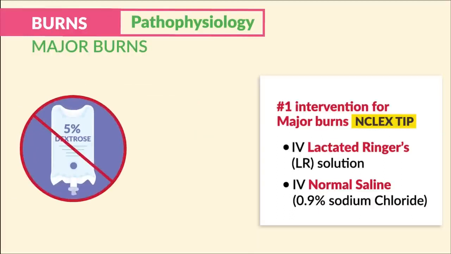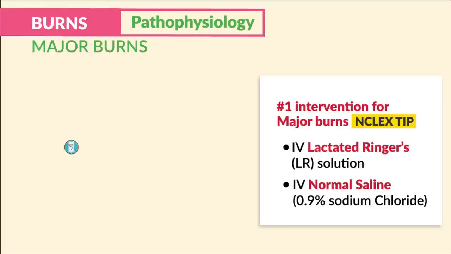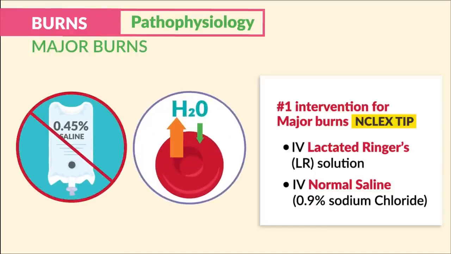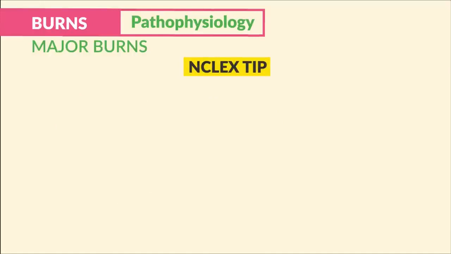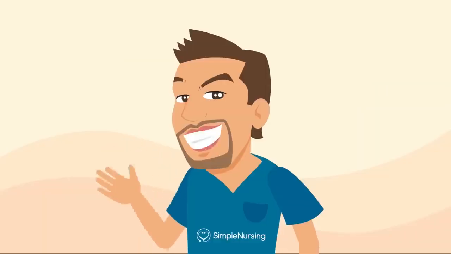We're not administering 5% dextrose, that glucose in water, which is not an isotonic solution, and not 0.45% normal saline. That's a hypotonic solution. Only isotonic solutions here. So write it down again: lactated ringers or normal saline. Biggest NCLEX tip.